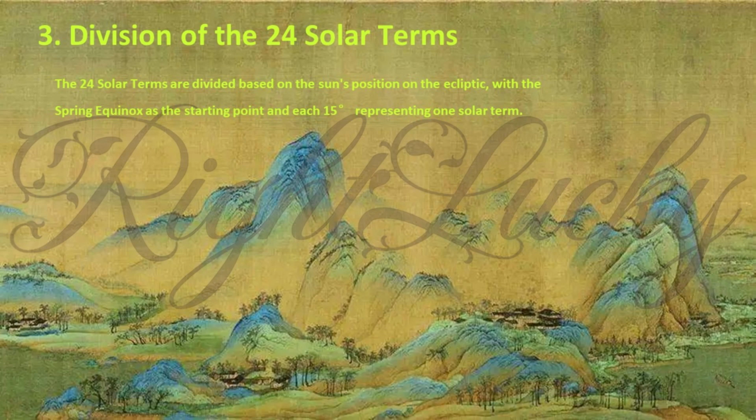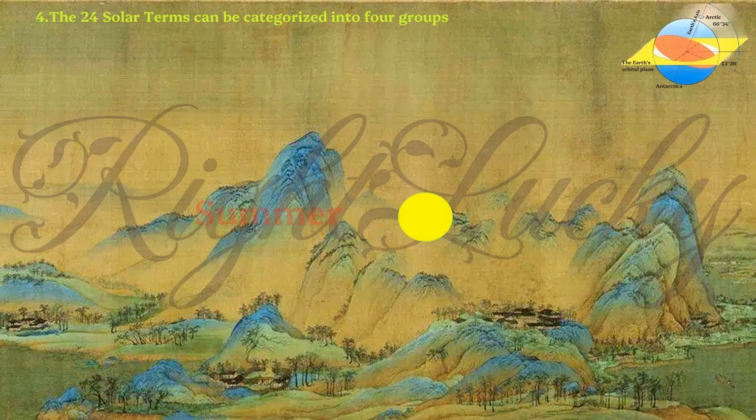The 24 solar terms are divided based on the sun's position on the ecliptic, with the spring equinox as the starting point and each 15 degrees representing one solar term. The dance of Earth and Sun, 24 solar terms, and the sun's position.